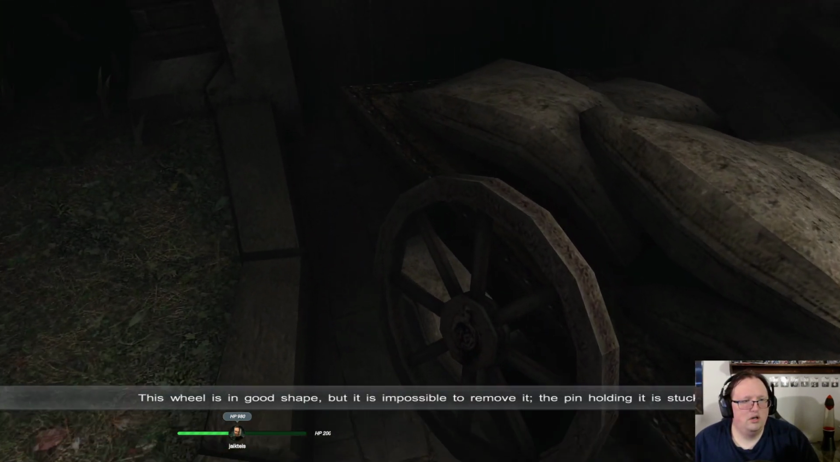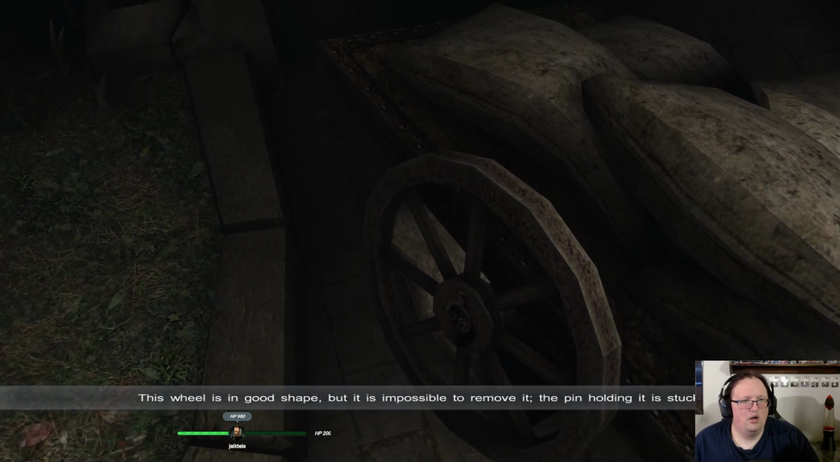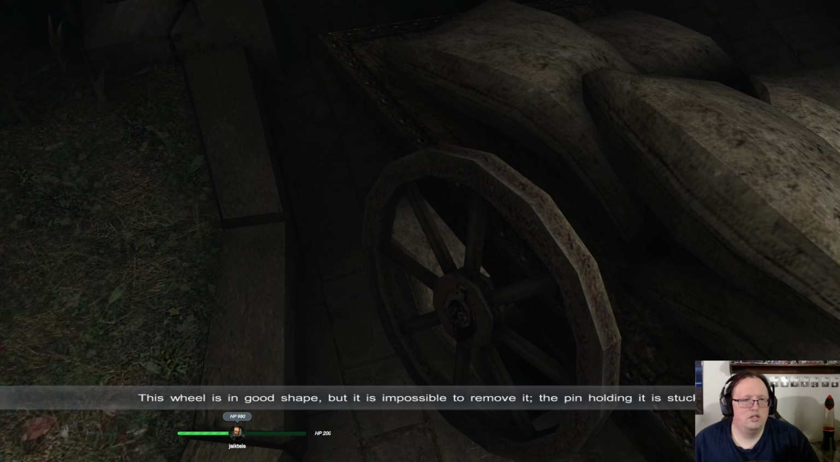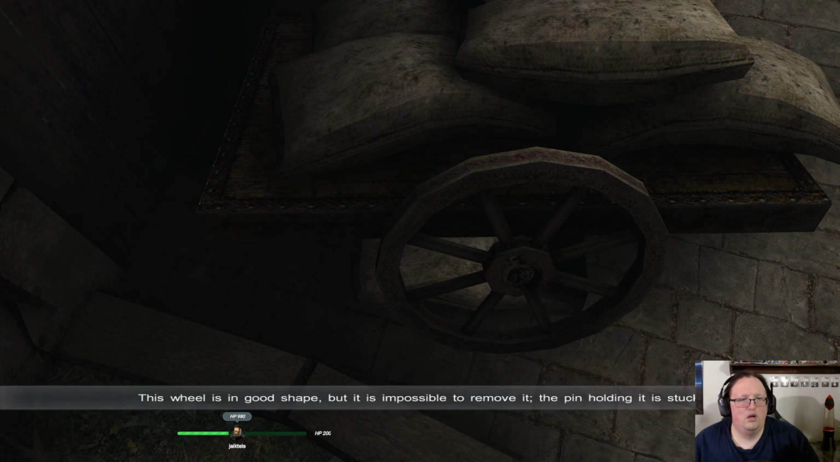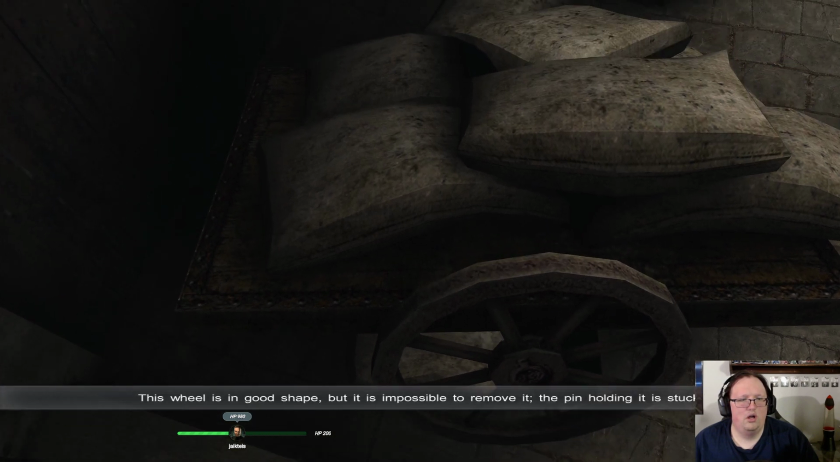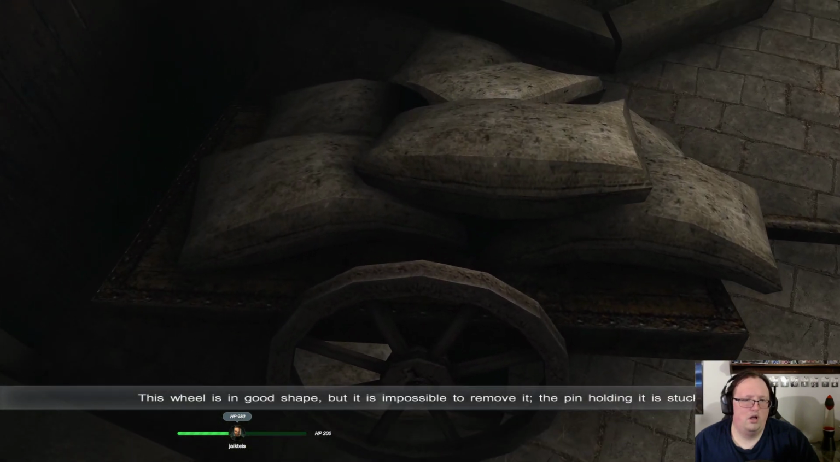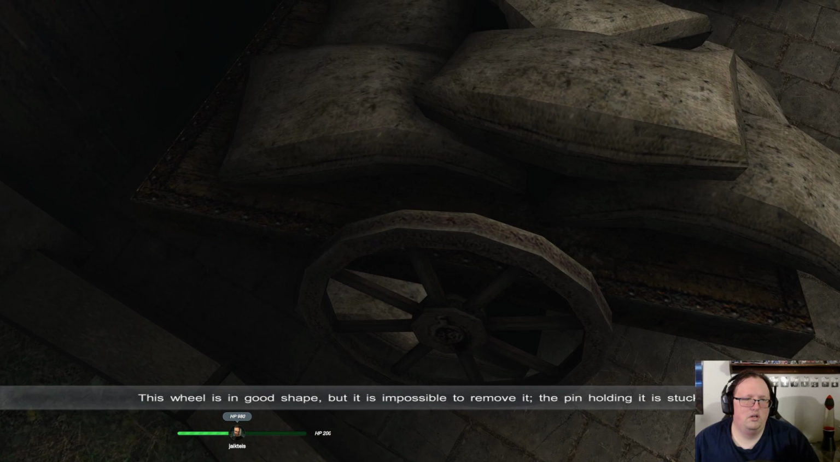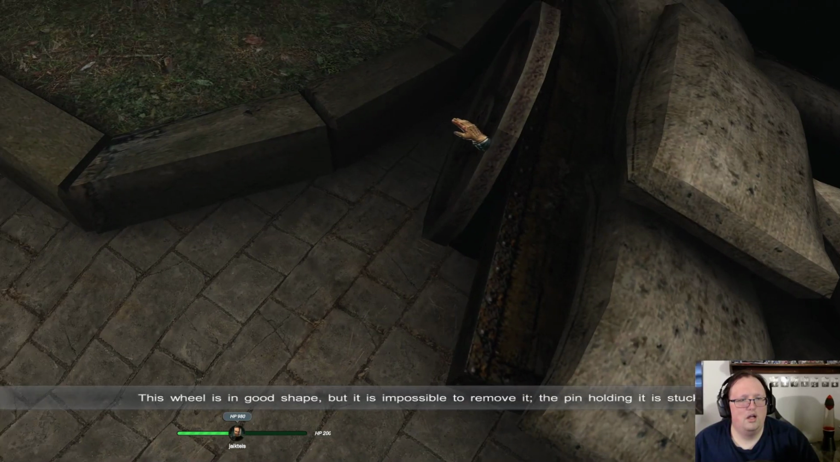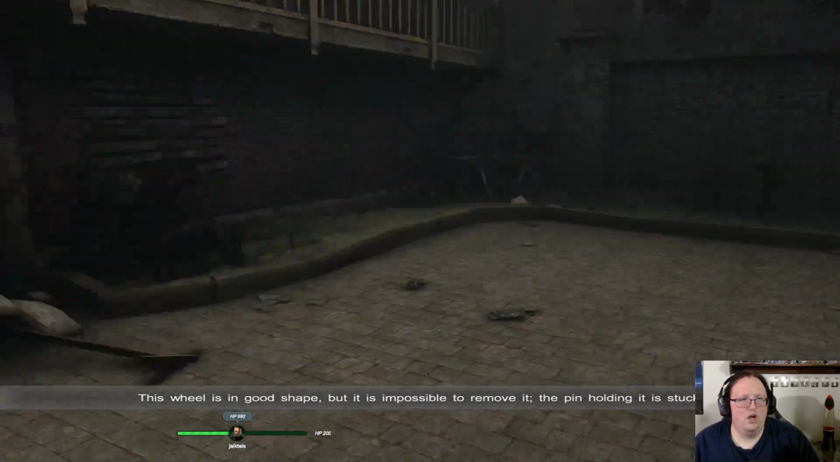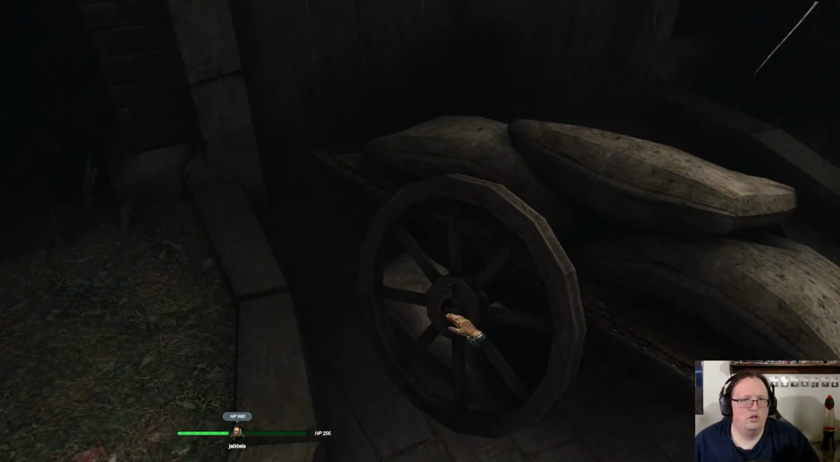This wheel is in good shape, but it is impossible to remove it. No. The pin holding it is stuck. No! Paper, you can't finish the game. Ha ha ha ha ha. Thanks.